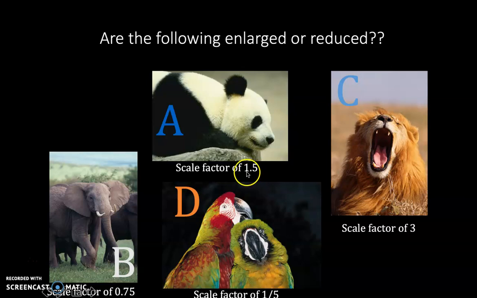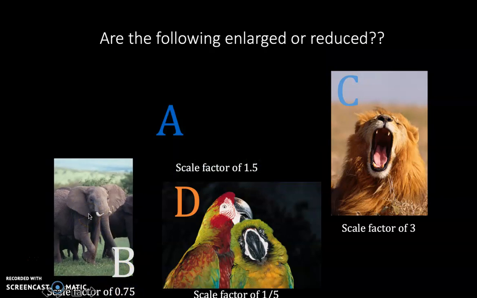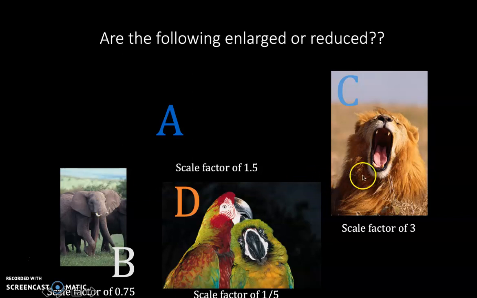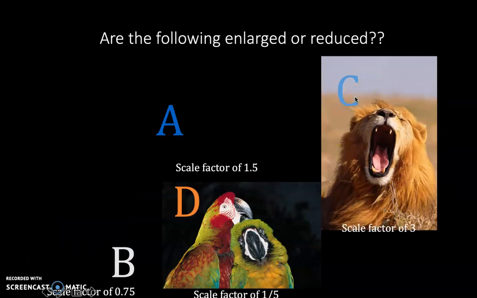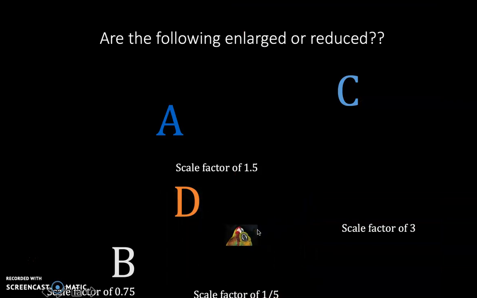If I wanted a scale factor of 1.5, okay, I'm going to see, is it going to get bigger or is it going to get smaller? Well, it's bigger than 1, so it's going to get bigger. B, this is going to be a scale factor of 0.75. Since it's smaller than 1, it's going to get smaller. And C, a scale factor of 3. If I was going to multiply this by 3, it's going to get bigger. Last one, this picture here, scale factor of 1/2. Well, 1/2 is smaller than 1, so that's going to get smaller.